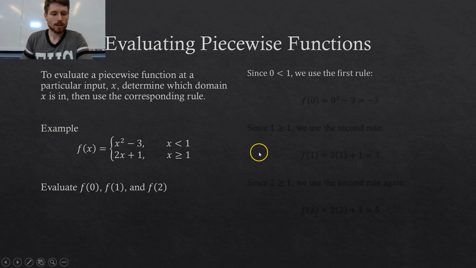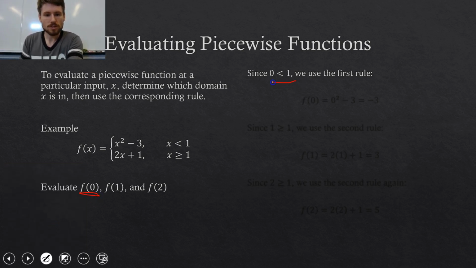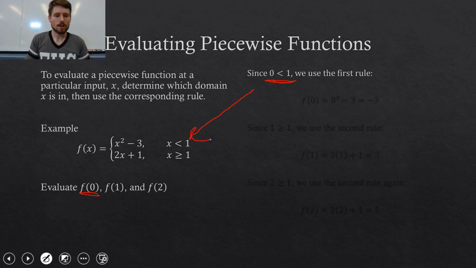We're going to evaluate f of 0 first. Okay, so 0 is less than 1. That means it's in the first domain, right? Our number 0 is less than 1. It's not more than or equal to 1, it's less than 1. And so we're going to use the first rule. So we plug 0 into that first rule, and we evaluate it. f of 0 says we're going to square 0, take away 3, and that gets us -3. So we use the first rule because our number 0 is in the first domain.